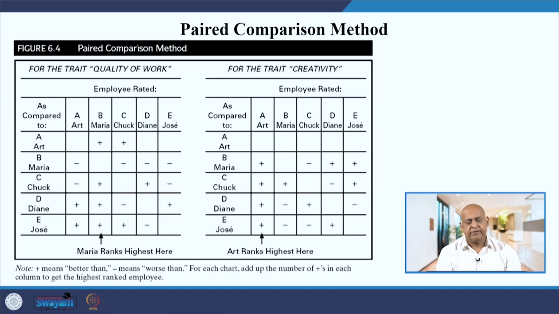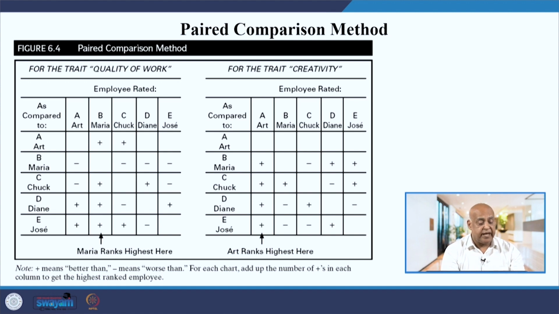Now, many times they are compared with others. Especially in many manufacturing organizations, this type of paired comparison method has become very popular. Therefore, A, B, Maria, C, Chunk, Diane and Joes are there, and they are given ratings for the trait quality of work.